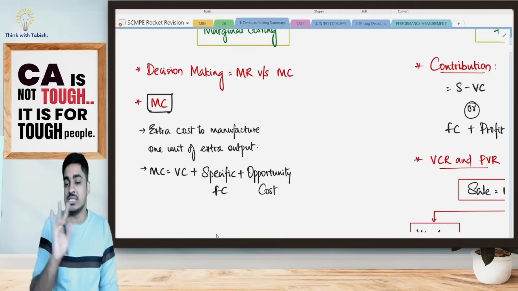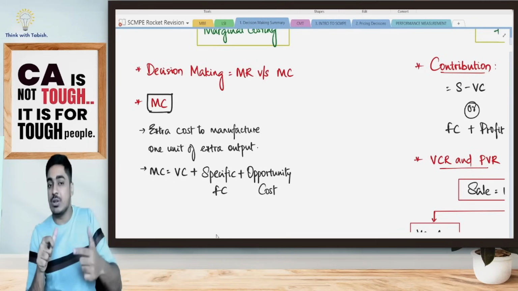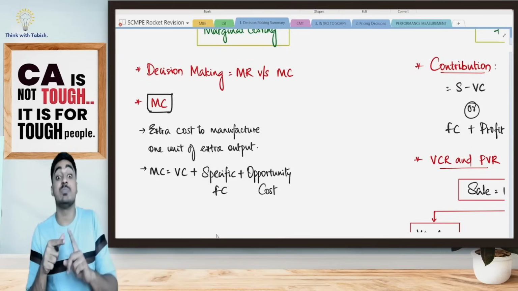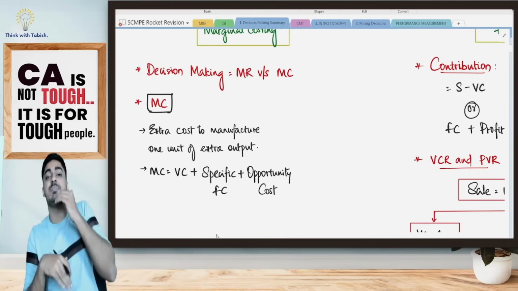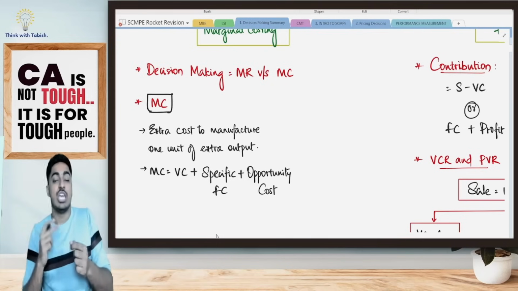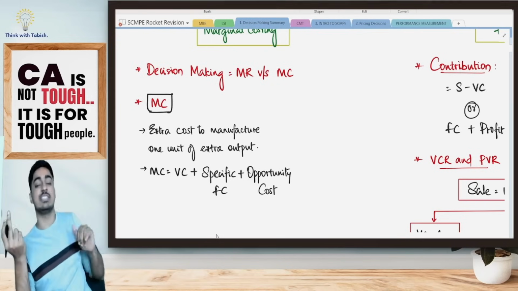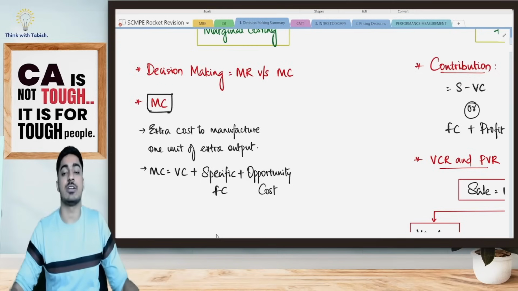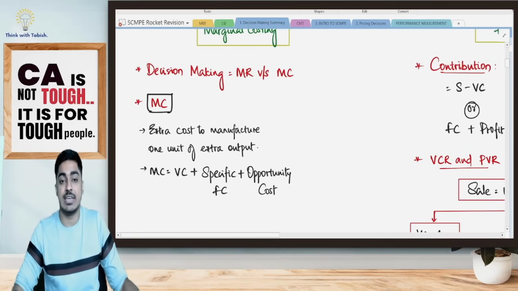Marginal cost always is 3 things. One is my variable cost. Yes, that I'm incurring extra. Specific fixed cost. If I'm incurring any specific cost in order to manufacture the product, that I'll include. Again, opportunity cost. In order to manufacture the product, if I've sacrificed anything else, that will also be forming a part of my marginal cost. Is it clear, everyone?